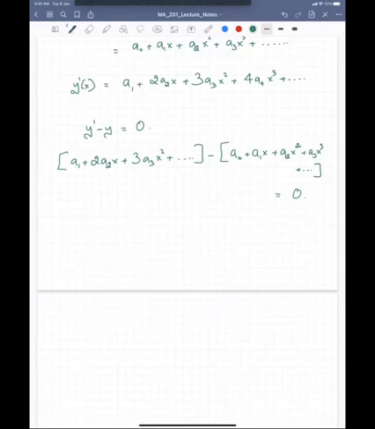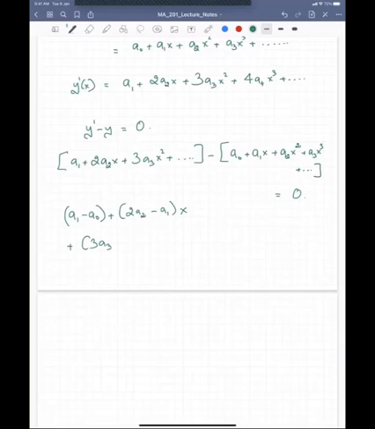For example, the first term from this series is a1. The first term from the second series is minus a0. The coefficient of x from the first term is 2a2. The coefficient of x from the second term is minus a1. Plus the coefficient of x squared from the first term is 3a3. The coefficient of x squared from the second term is minus a2. And you can easily guess that this would be 4a4 minus a3, x cubed and so on and so forth. And the whole thing is equal to 0.